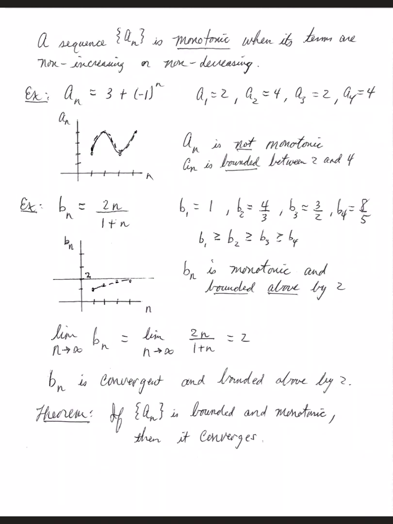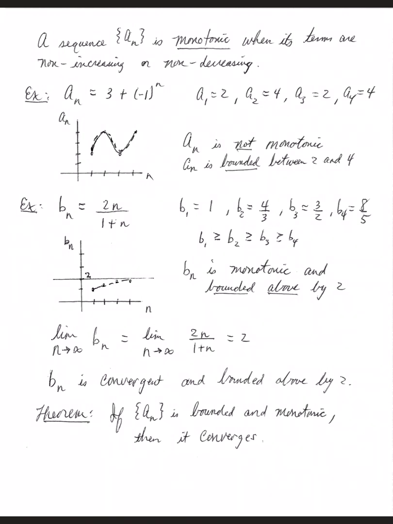A sequence a sub n is monotonic when its terms are either non-increasing or non-decreasing. This sequence we've looked at before, 3 plus negative 1 to the n. For convenience, I've written out the first 4 terms. When n is 1, you have 3 minus 1, that's 2. When n is 2, this becomes positive 1, 3 plus 1 is 4. It turns out this sequence just bounces back and forth from 2 to 4 to 2 to 4.